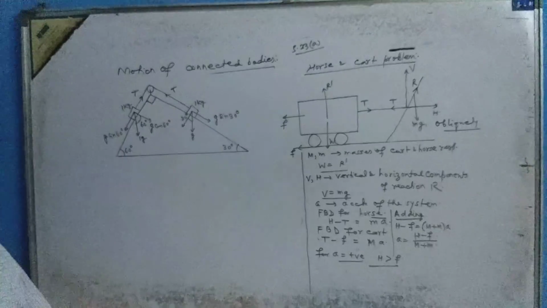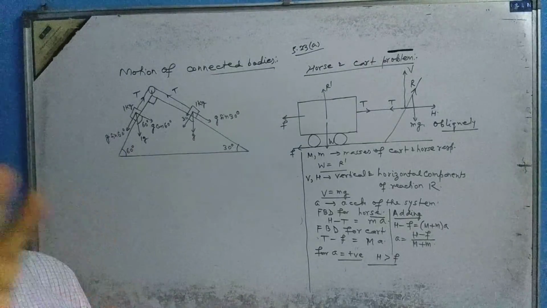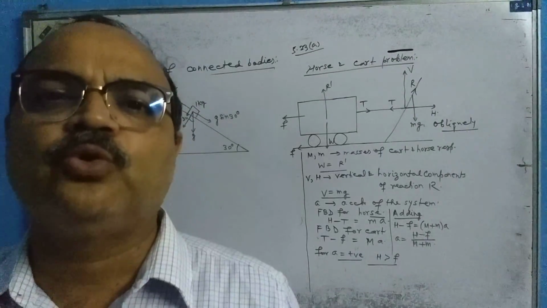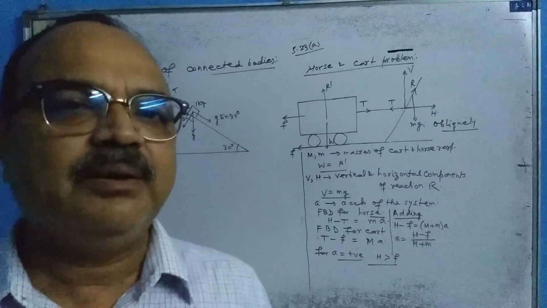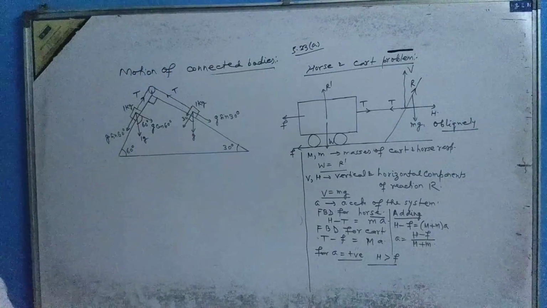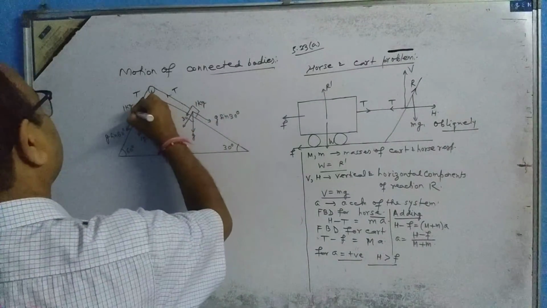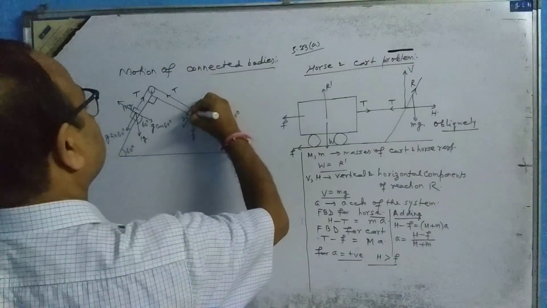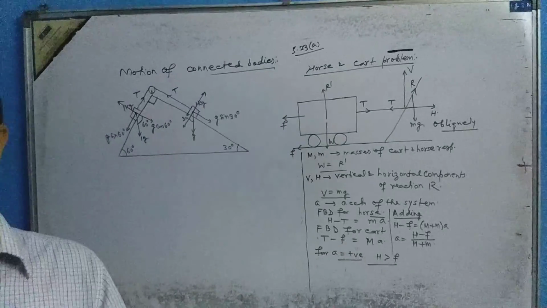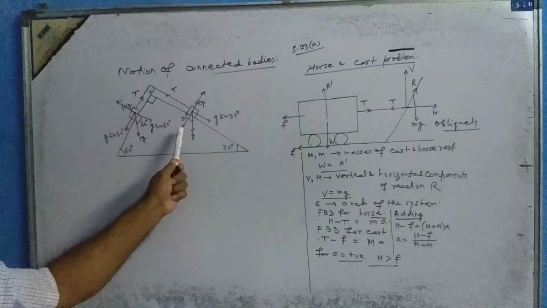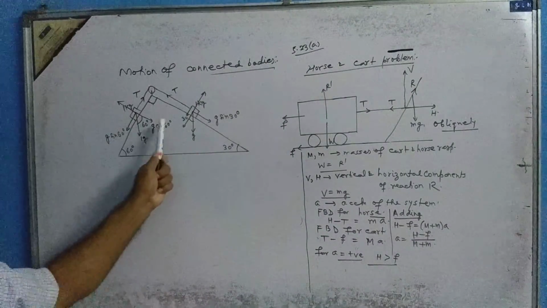Actually, I have not written here g cos 30 degree because the cos components of both will be balanced by the normal reaction. Right? This will also be balanced by the normal reaction. This will also be balanced by the normal reaction. Here the normal reaction will be there, and here its normal reaction will be there. No need to show it because these are not contributing in the motion.